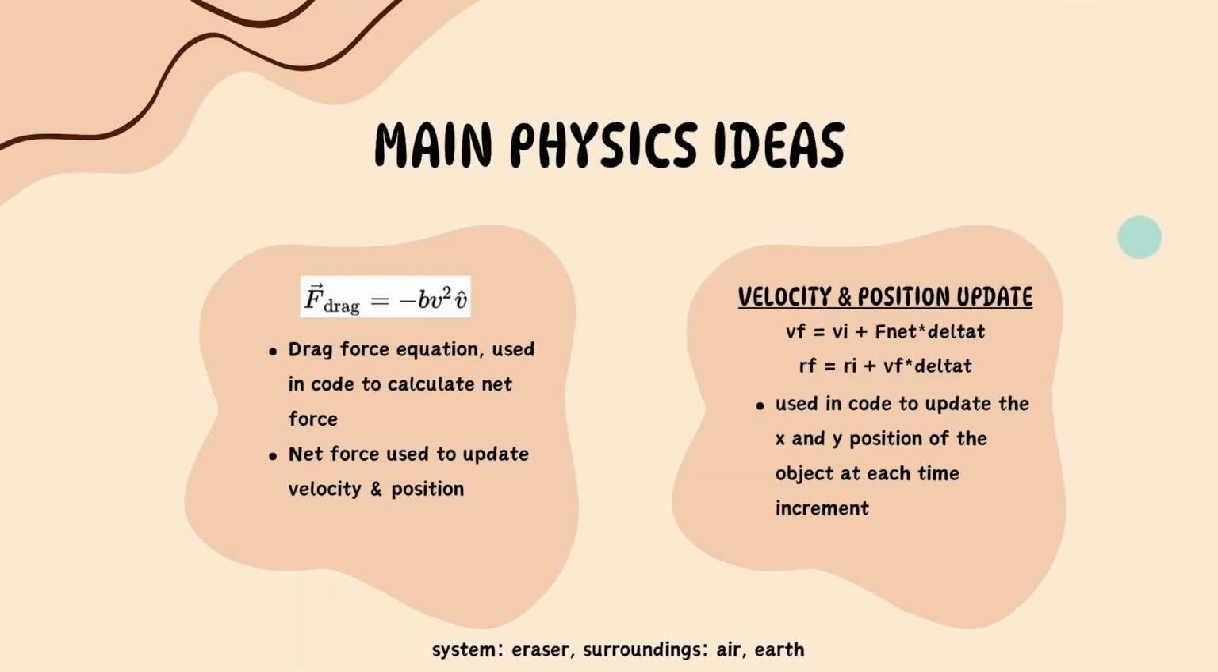were pretty similar. So we used the drag equation, the force of the drag above, and then we used it in our code to help calculate net force, which helped us update velocity and position using the equations listed there. We used those in the code to update the x and y position at each time increment, like each time frame. And our system was the eraser that we threw, and our surroundings were the air and the earth.